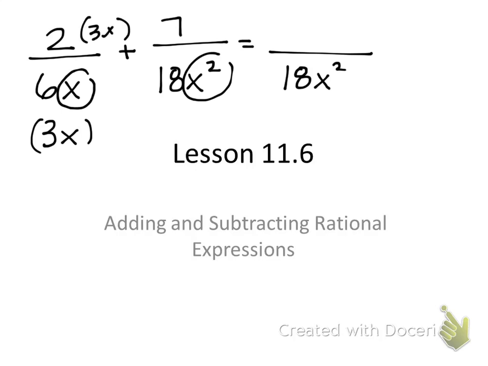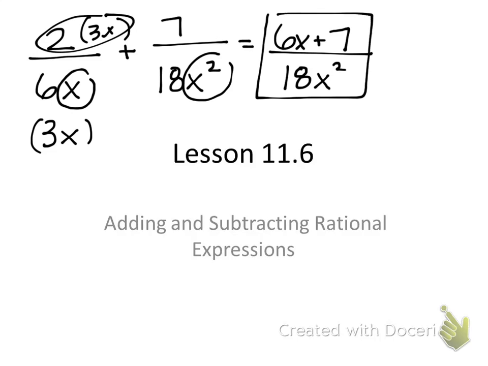Now, do I need to multiply anything by 18x squared to make it 18x squared? Nope. So I would now say I have 6x plus 7, because I just multiplied those. And then can I add 6x and 7 and get 13x? Nope, because they're not like terms, so this would be my final answer. That's exactly what we're doing today.